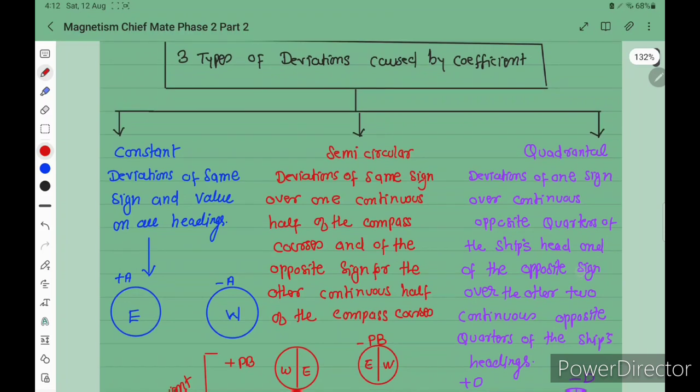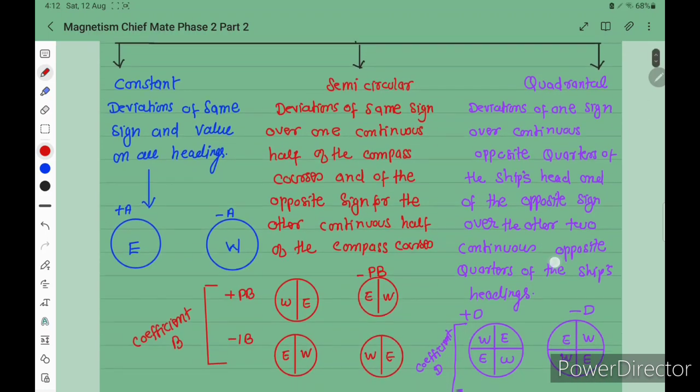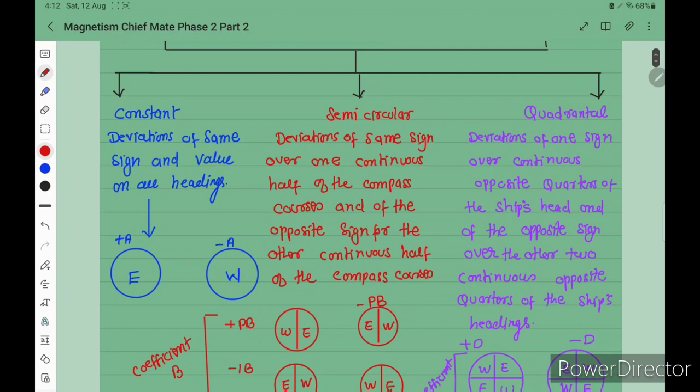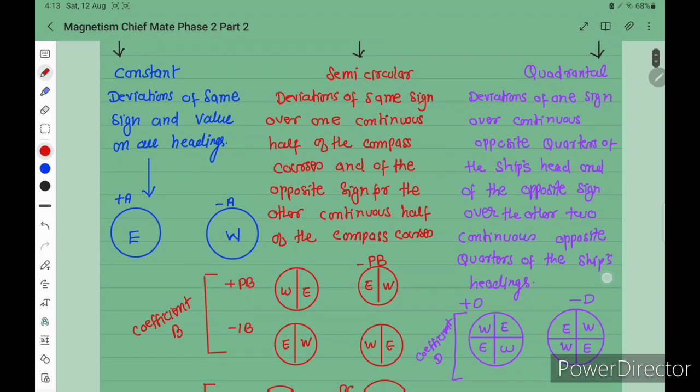Three types of deviation are caused by the coefficients. First, constant deviation: deviation of the same sign and value on all headings. Coefficient A is the only coefficient that gives constant deviation of the same sign and value on all headings, so all headings is very important. Second, semicircular deviation: deviation of the same sign over one continuous half of the compass course and of the opposite sign over the other continuous half. Coefficient B and coefficient C belong to semicircular.